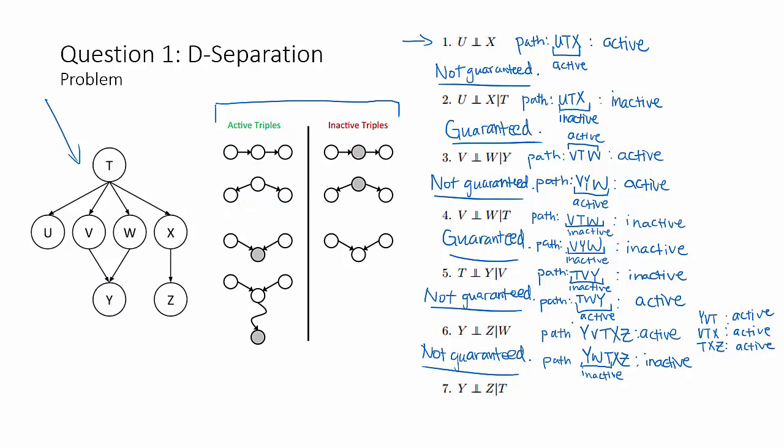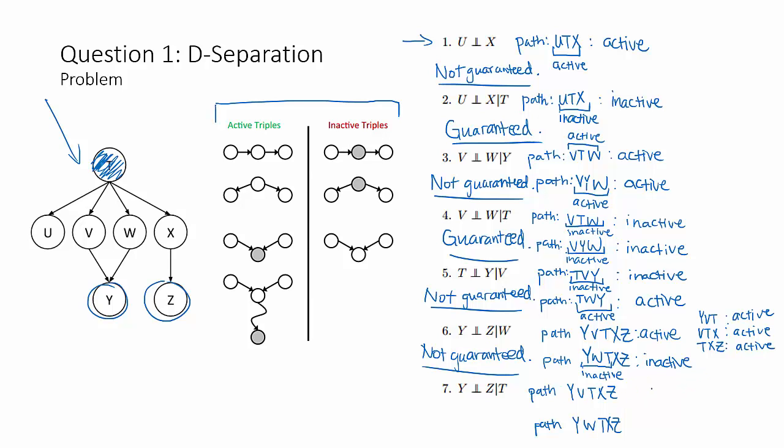Alright, so let's look at our final query. Are Y and Z conditionally independent given T? Let's first shade our evidence variable T, then let's look at all the paths between Y and Z. Those are going to be the exact same paths as in part 6, so let's just copy those over. YVTXZ and YWTXZ. Let's analyze the first path first.